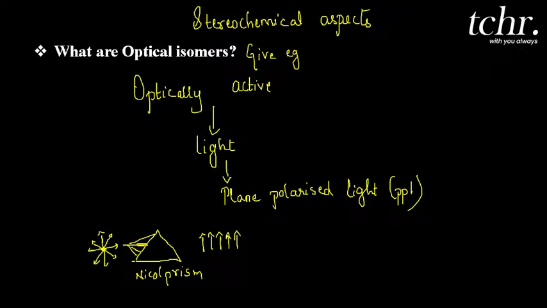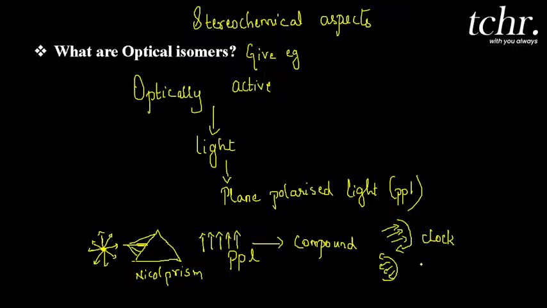The light that moves in a single direction is called plane polarized light. When you pass this plane polarized light through any compound, either the compound rotates the plane polarized light in the anti-clockwise direction, right to left, or in the clockwise direction, left to right. Okay, it can rotate clockwise or anti-clockwise. Is that clear, students? Then we can say it is optically active.